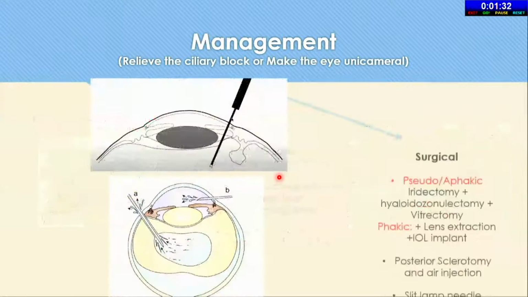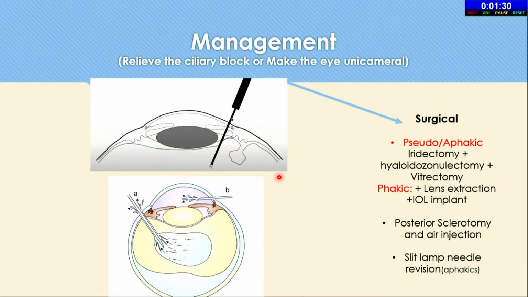If this does not occur, we must move on to the surgical line of therapy, where the main principle is to make the eye unicameral. In pseudophakic and aphakic patients, we try to perform an iridectomy, hyaloidozonulectomy, and a vitrectomy. In phakic patients, we must add lens extraction and IOL implantation as well. Earlier, one of the first surgical methods was a posterior sclerotomy and air injection into the AC to reform it. And if we can't do any of these, we can try a slit lamp needle revision if the anterior hyaloid is visible in the AC in aphakic patients.